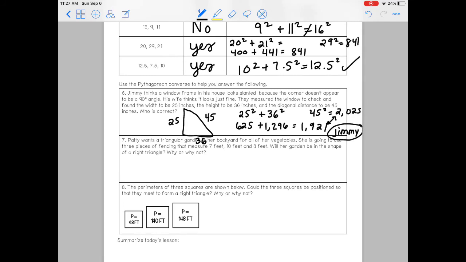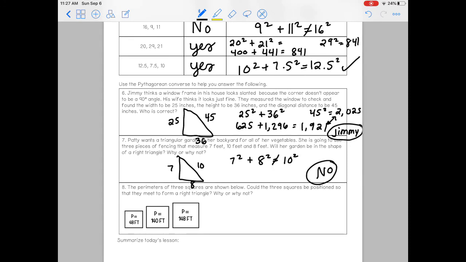Number 7, Patty wants a triangular garden for her backyard for all of her vegetables. She is going to use 3 pieces of fencing that measure 7 feet, 10 feet, and 8 feet. Will her garden be in the shape of a right triangle? So she's using 7, 8, and 10. I want you to pause this video, try this one on your own. Will this create a right triangle? Does 7 squared plus 8 squared equal 10 squared? If you did this correctly, 7 squared plus 8 squared does not equal 10 squared. So no, this is not a right triangle.